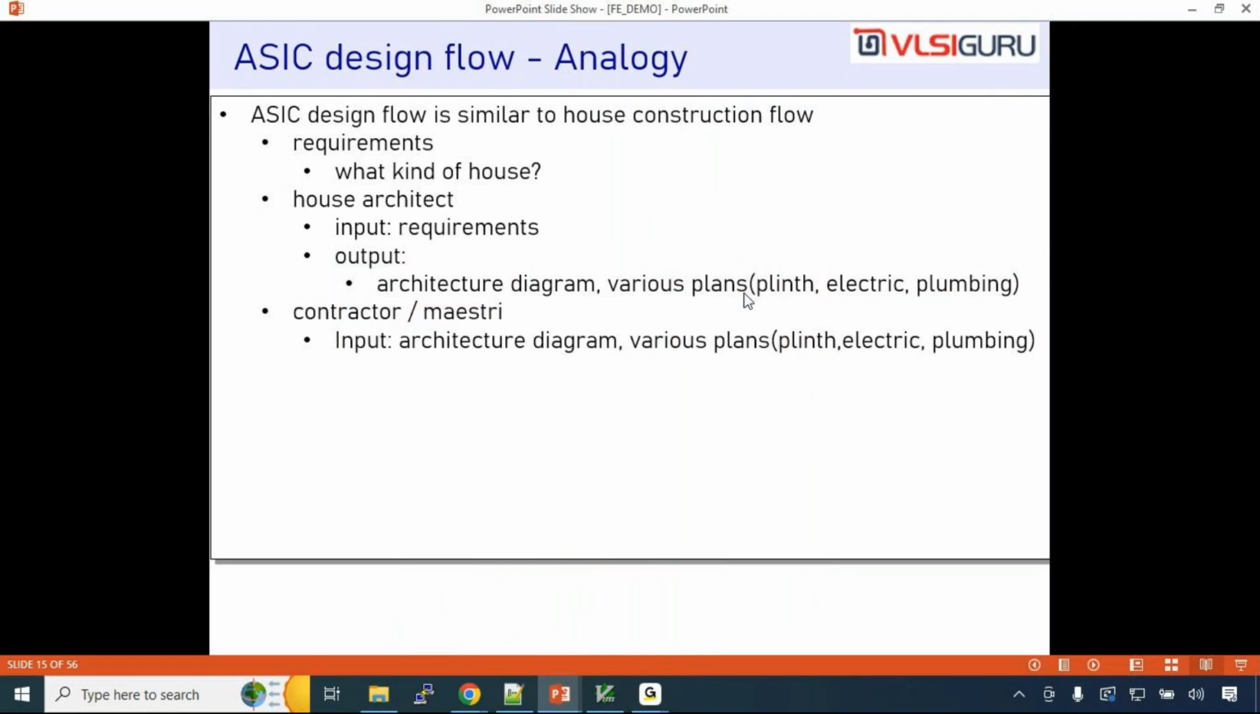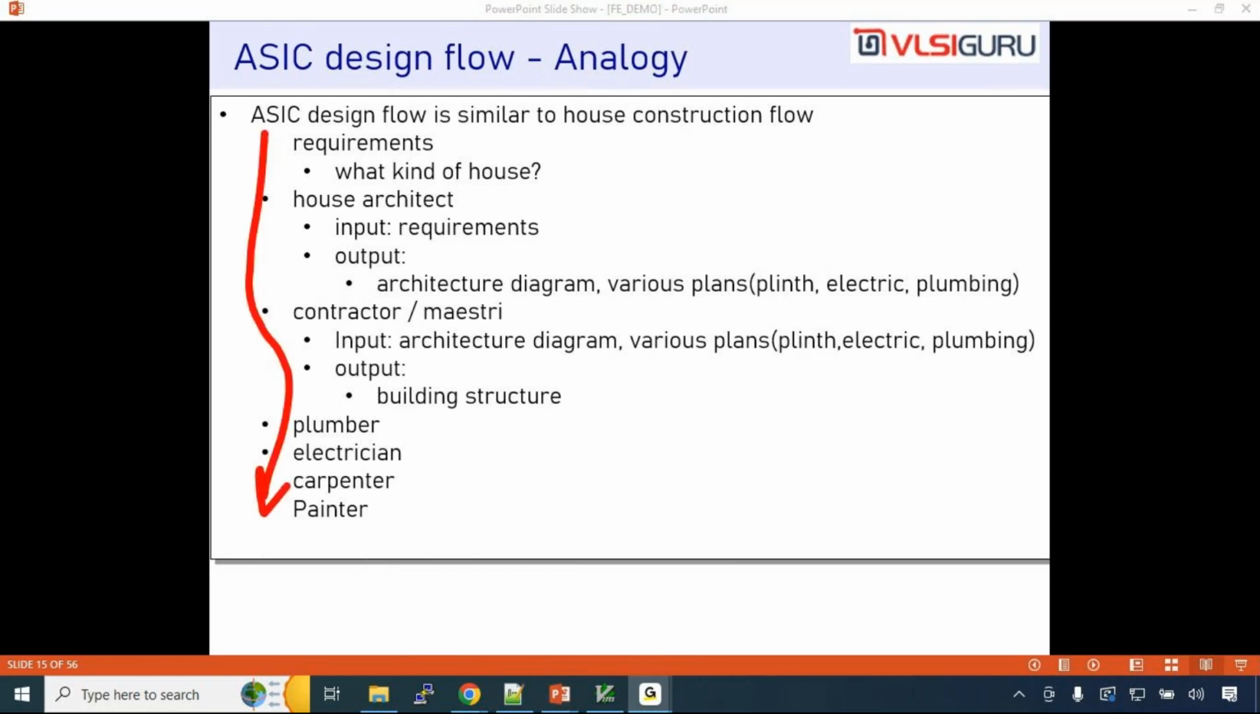Next, what is the output of this level? He will give you the building structure. Is it sufficient if you just get the structure? No, right? You still have a lot of things to do. Then you go for the plumber, electrician, carpenter, painter, everyone. Only if all these people are involved will the house be ready. Can we have a house ready without any of these people? Without any person you take, everyone has their own importance.